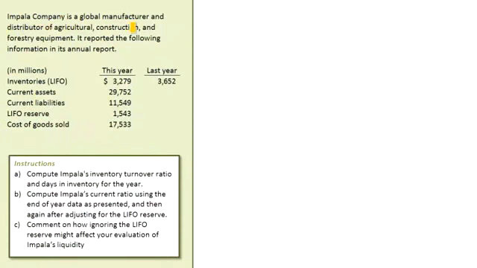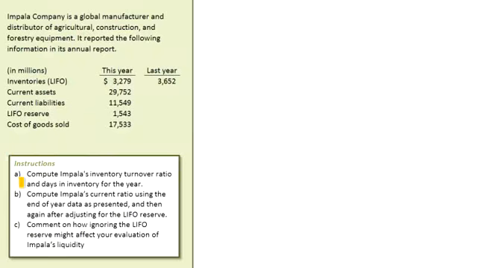Impala Company is a global manufacturer and distributor of agricultural, construction, and forestry equipment. It reported the following information in its annual report. And here we have some inventory accounts for this year and an inventory balance for last year. Impala Company also uses the LIFO inventory method, last in, first out. Our instructions are as follows.